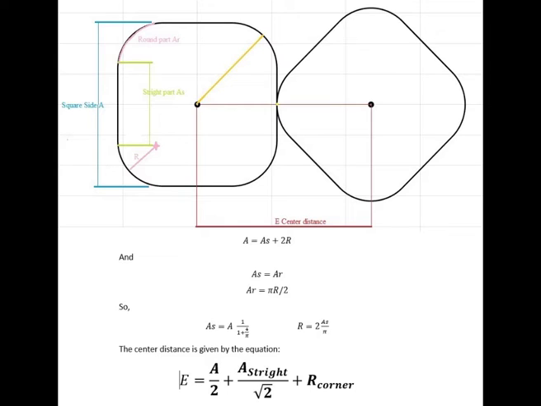The side of the square A is equal to the straight part plus 2 of the radius of the round part. And as we agreed, the straight and round parts are equal in length, while the round edge is a quarter of a circle. So we can conclude the equations of the straight part and the radius of the round edge. Also, the center distance can be derived. E is equal to the side of the square A over 2 plus the straight side over 2 plus the radius of the round edge R.